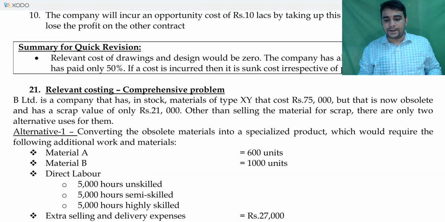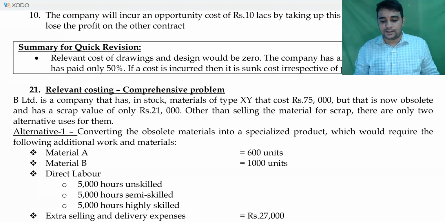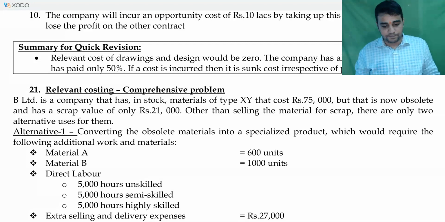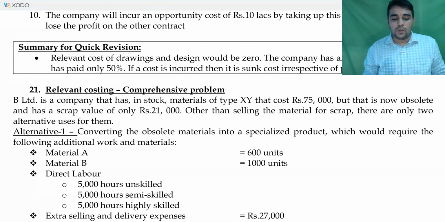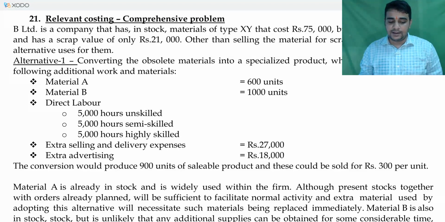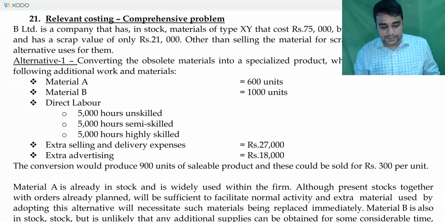B Limited is a company that has in stock material of type XY that will cost 75,000, now obsolete and has a scrap value of only 21,000. Other than selling the material for scrap, there are only two alternative uses for them. Alternative one, convert it into a specialized product which will require following additional work: material A, material B, 5,000 unskilled, semi-skilled, highly skilled, selling and delivery expense, advertising. Conversion will give 900 units of saleable product, and this could be sold for 300 per unit.